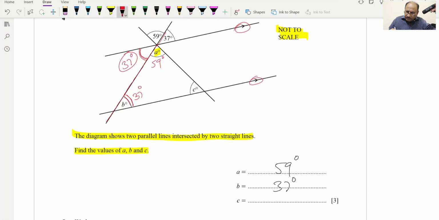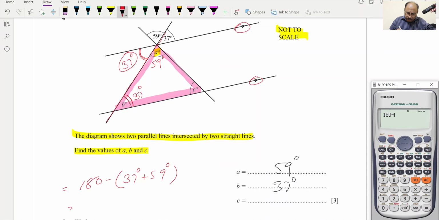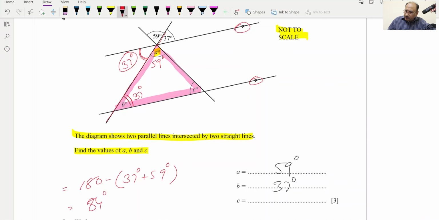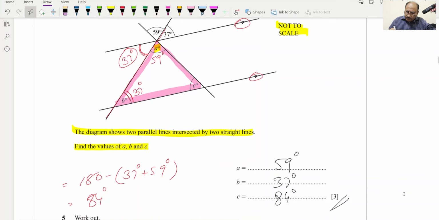Hopefully you are understanding. Now in this triangle we have two angles, and the third angle we can find by 180 minus the sum of the other two angles. So the sum of the other two angles is 37 plus 59, and 180 minus that is equal to 84 degrees. So our answer will be 84 degrees. This is a 3 marks question which we have done.